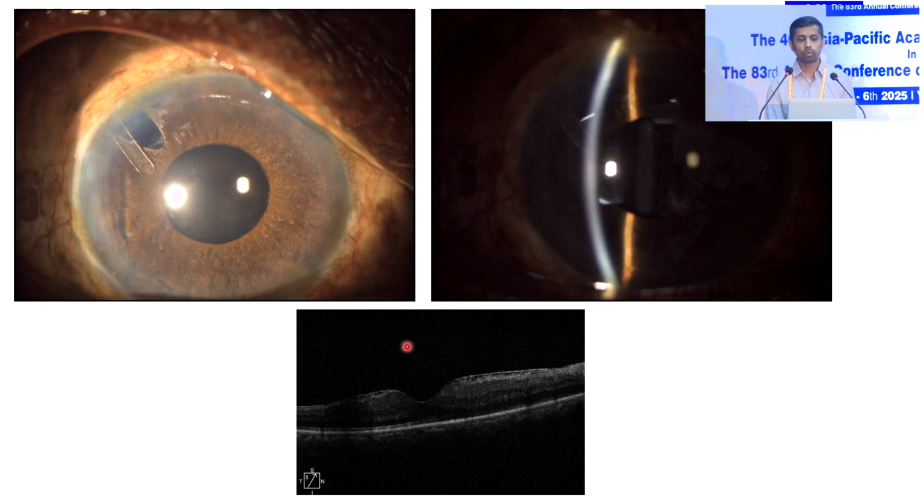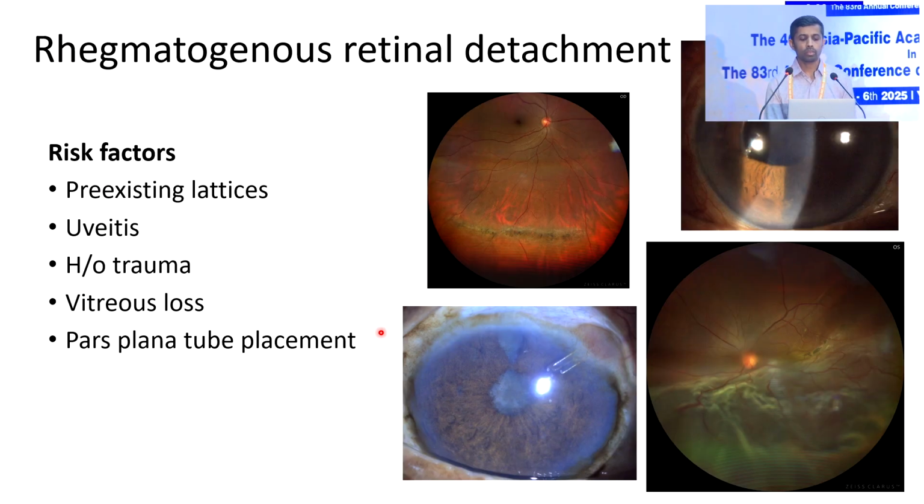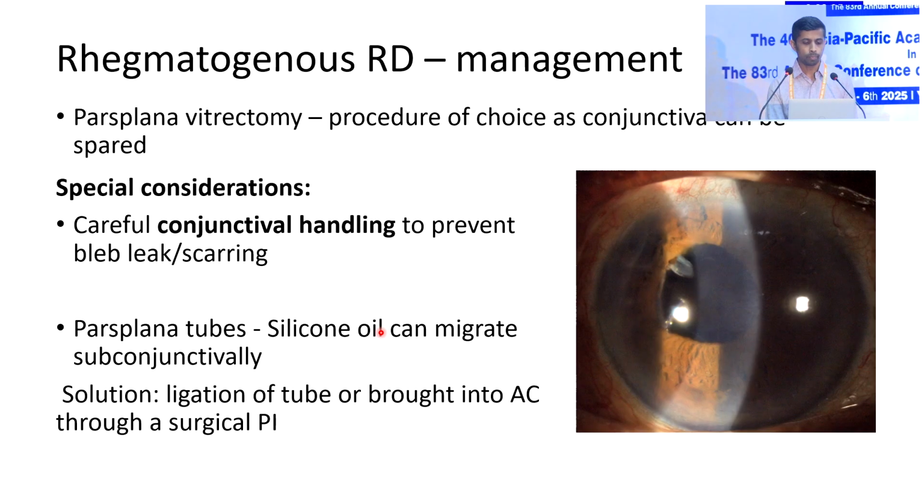So this is 2 weeks post-op. We can see that the pupil is nicely round. There is no vitreous at the tube site, and the cystoid macular edema has completely resolved. Coming on to rhegmatogenous retinal detachment, risk factors include pre-existing lattices, uveitis, history of trauma, vitreous loss, or pars plana tube placement without adequate vitrectomy.